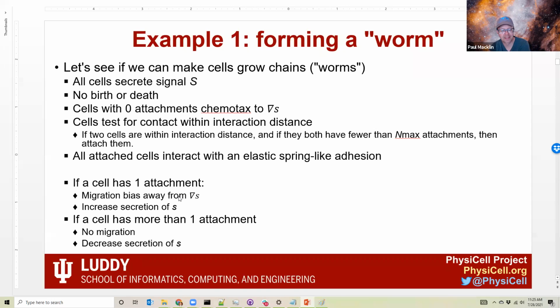And if the cell has more than one attachment, then, so if they have one attachment, they're basically at one end of the growing worm. If they have more than one attachment, then what we're going to do is slow down their migration. In fact, we'll turn it off and decrease the rate of secretion of S. So the high levels of S will say that anyone that's not attached is going to be trying to move towards the heads or the tails. Really, there's no difference right now. And anything in the middle is going to say, I'm going to just stop and be elastically attached.